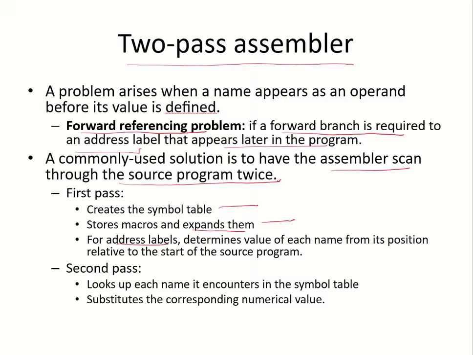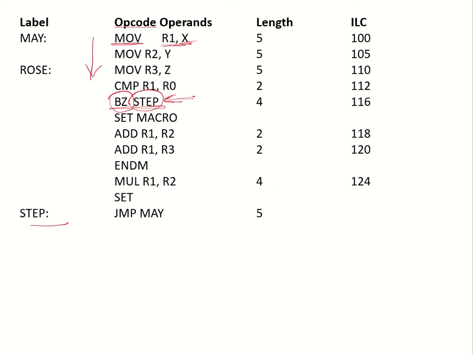For the address labels, it will determine the value of each label from its position relative to the start of the source program. Once all the values have been figured out and stored in a symbol table or a macro table, the second pass will start, and each name that is encountered will be checked in the symbol table and replaced by its value. Let us take an example of this program.